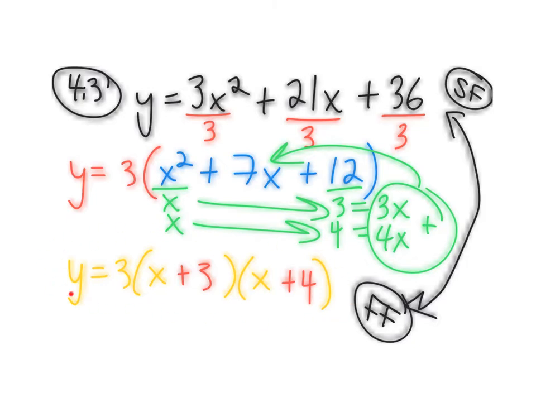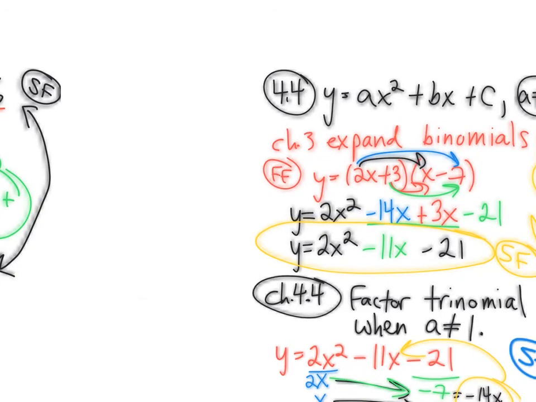y equals 3 brackets x plus 3, next bracket x plus 4, and we've gone from standard form to factored form using common factoring and then product and sum. Okay, let's consider another example.